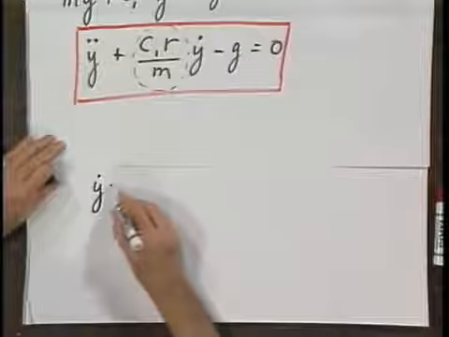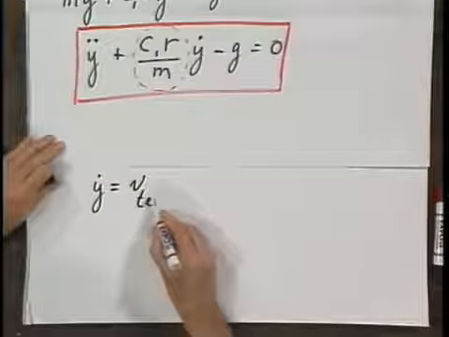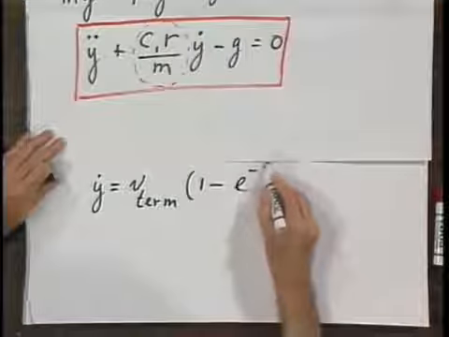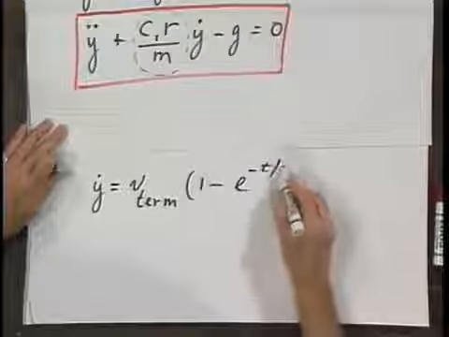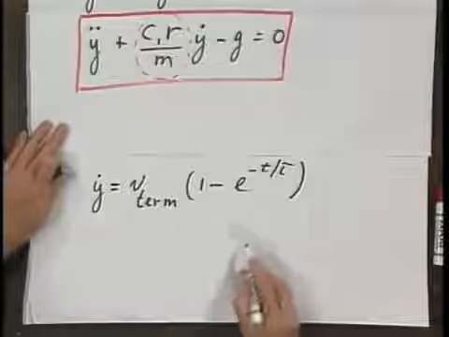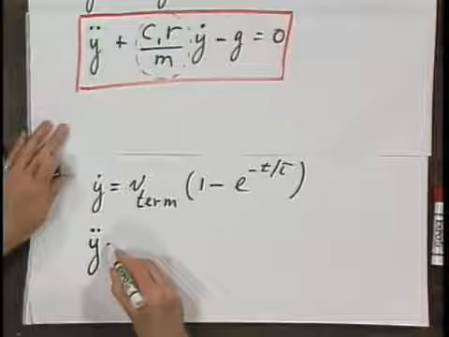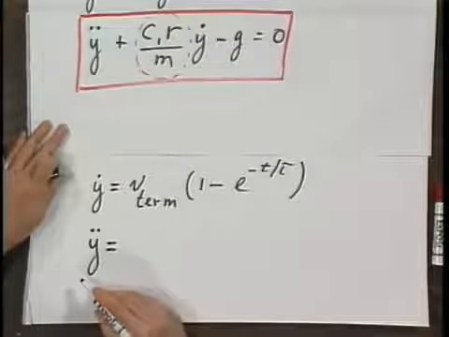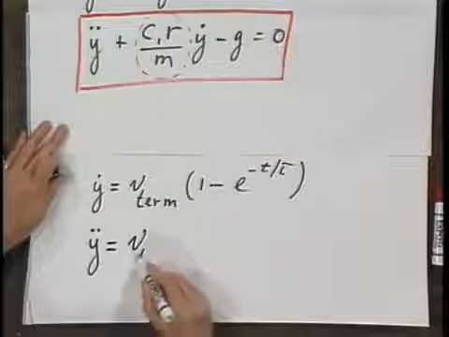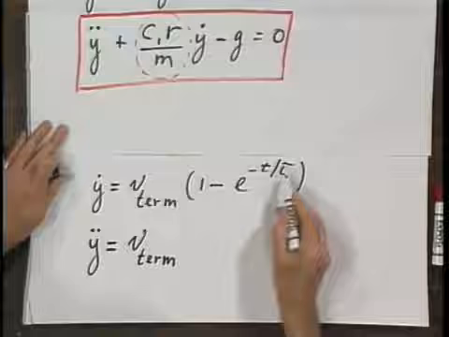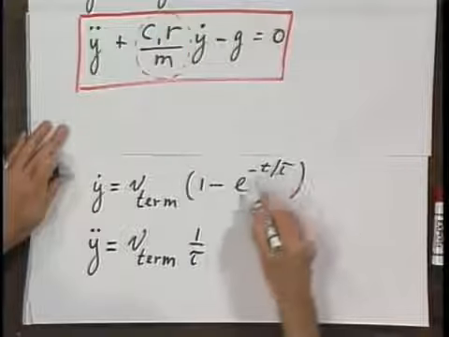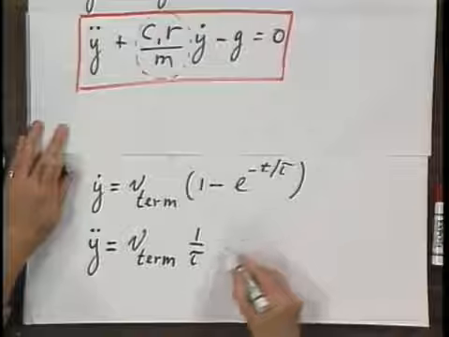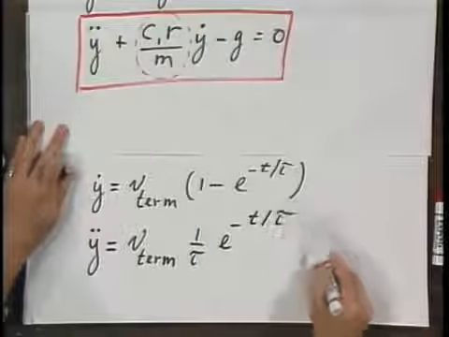Y dot equals the maximum value, which is the terminal velocity, times 1 minus e to the power minus t divided by tau. And I will get back to this. Y double dot, the second derivative, then becomes, the first term is a constant, so that derivative is 0, but the second term, I get v terminal, I get 1 over tau, I get a minus 1 over tau plus another minus sign so that the minus signs disappear, e to the minus t divided by tau.